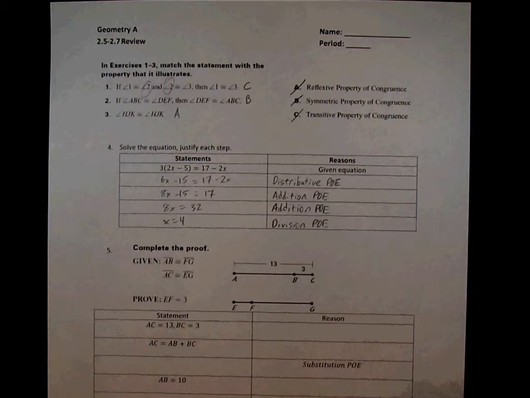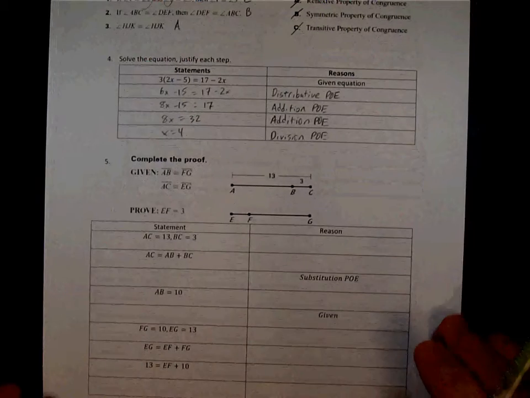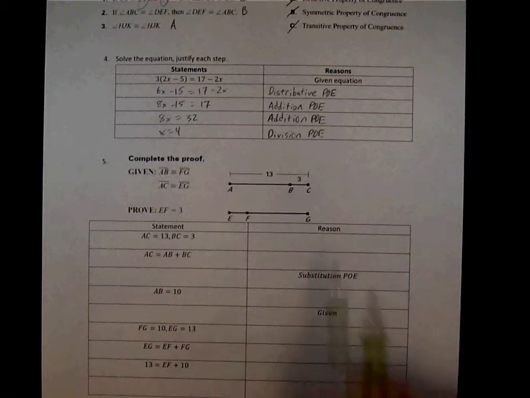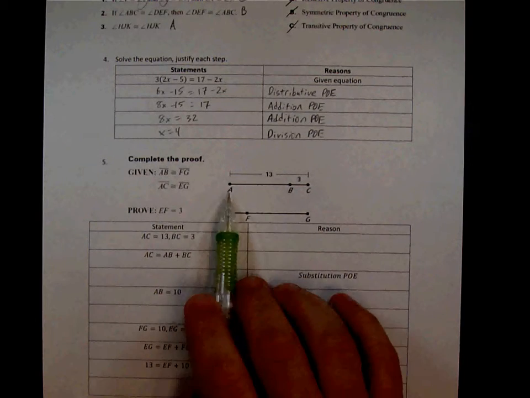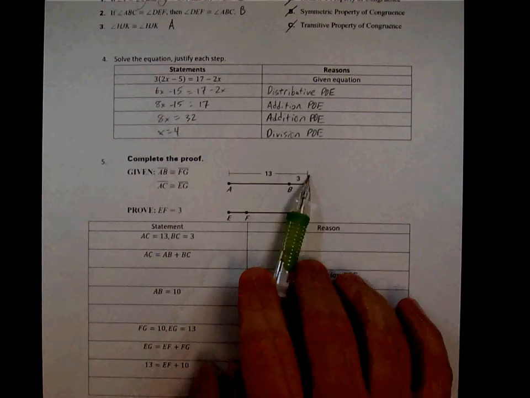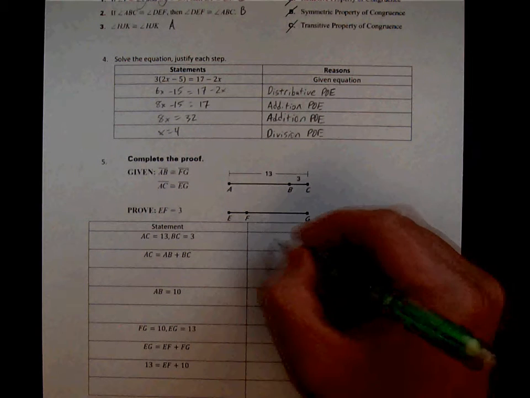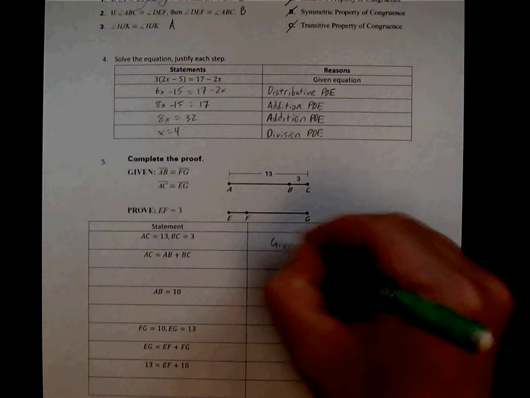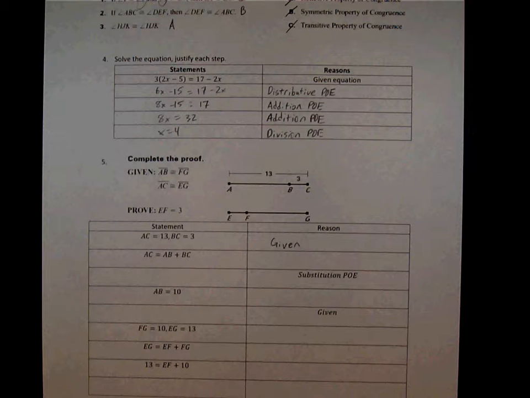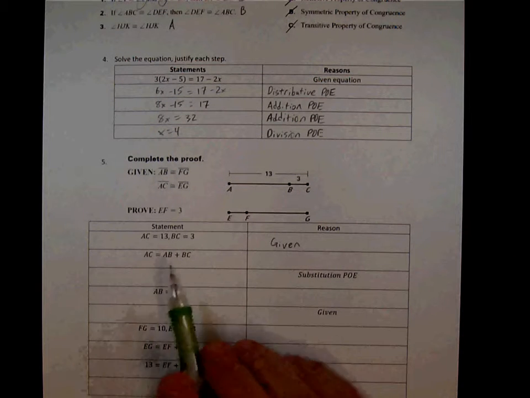Alright, then we take a look at number 5. They don't give us a reason for the first step, and it's not listed in our givens, but if we look at the picture, we see that AC is 13. It shows it in the picture. Also shows that BC equals 3. Since they show those in the picture, those are given. It's okay to go ahead and write given. It's because of the picture, because of the diagram.